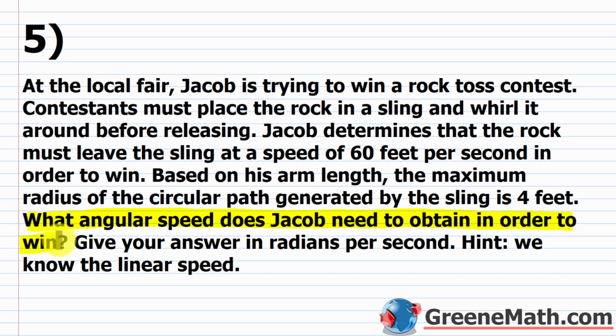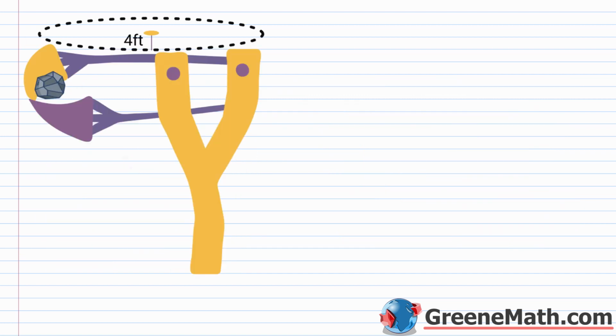So what's the angular speed? Given the fact that we know the linear speed, so that's right here, must leave the sling at a speed of 60 feet per second. So there's lots of different ways you could go about solving this. I'm just going to come down here and I drew a little image. It's not perfect, obviously, but you have a little slingshot with a rock here, and this is going to trace out a circular path. And I realized that this is not looking like a circle. It looks like an ellipse. And the reason is if you draw a circle and then you flip it to give yourself a little 3D perspective, well, you're going to end up with something that looks like an ellipse. So this is supposed to be a circle. So this guy right here, the radius is 4 feet.